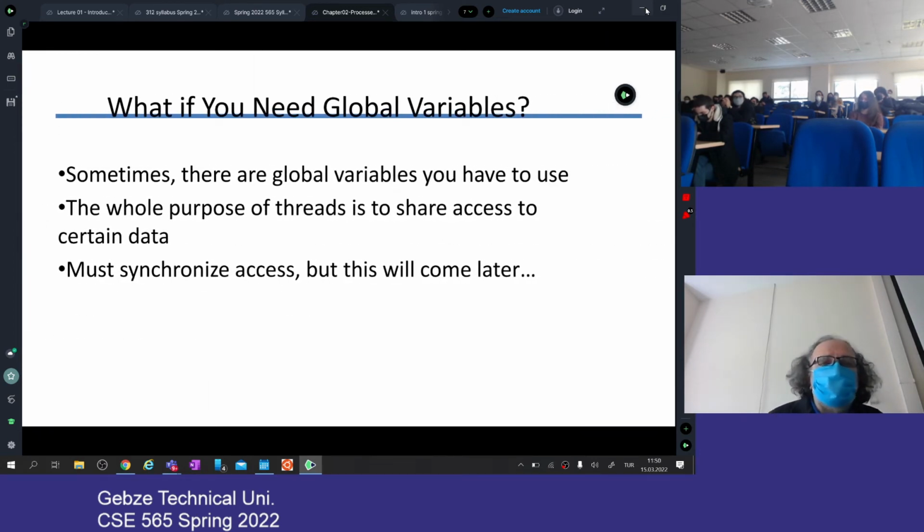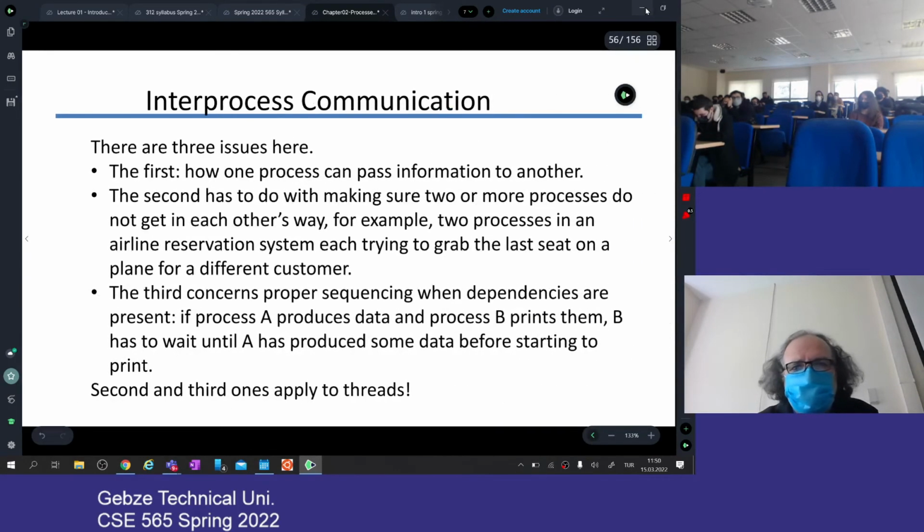Well, if you need global variables, there are ways of dealing with it, but I am going to skip this part. Okay, now let's talk about interprocess communication. That's maybe the main reason, one of the main reasons, for making these threads: to communicate between the threads.